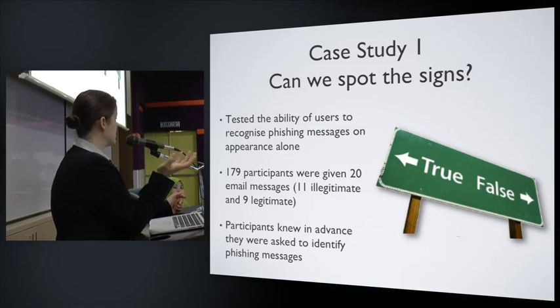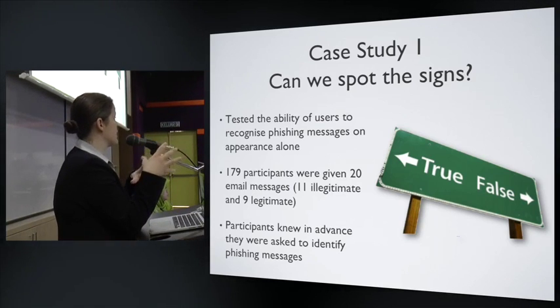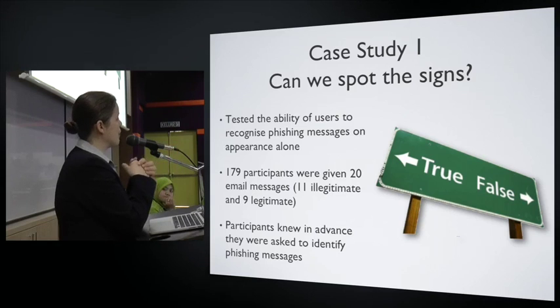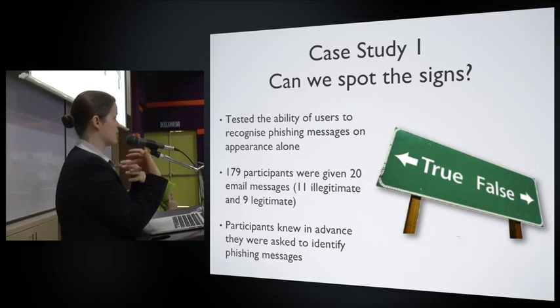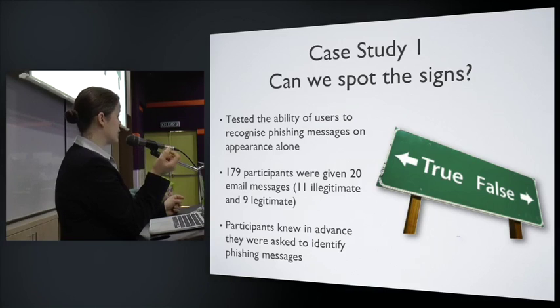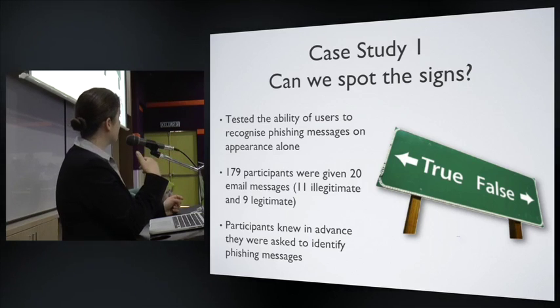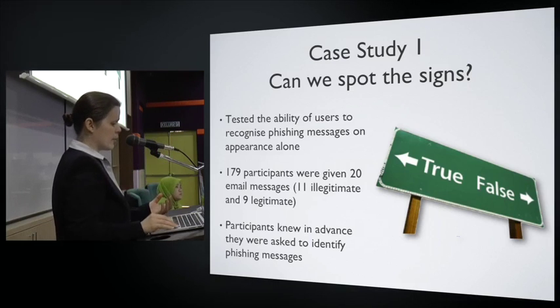So we selected 20 email messages, 11 were illegitimate and 9 legitimate. The illegitimate messages we collected from the Anti-Phishing Working Group, where they provided samples of spam messages, but we also added legitimate messages that we had received from companies ourselves, in our email inbox. Another important aspect to remember is that the participants knew in advance that they were asked to spot phishing messages. That is important to note, because it has the potential to influence the results and their behavior.